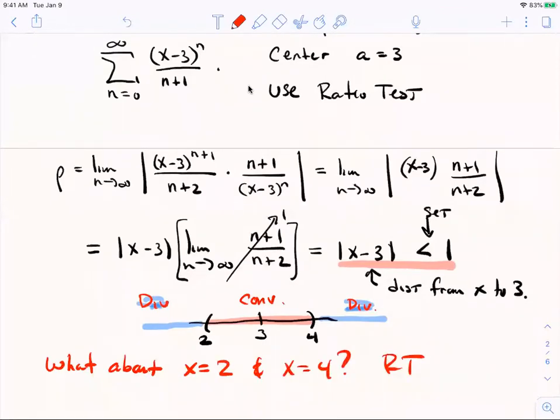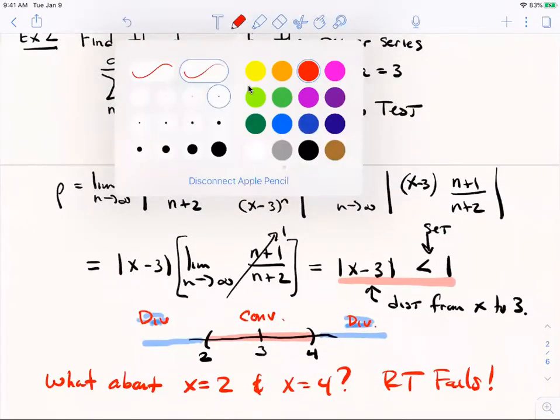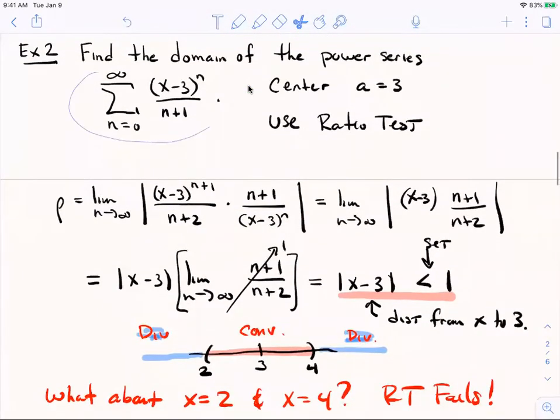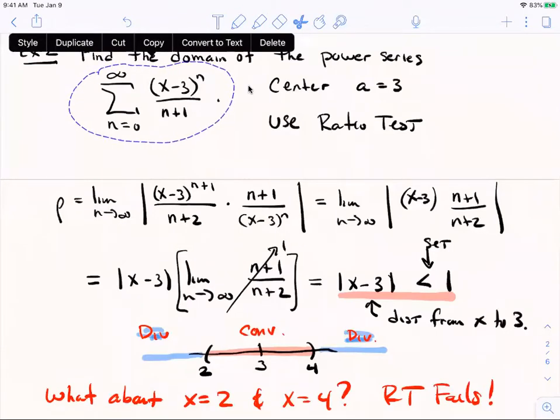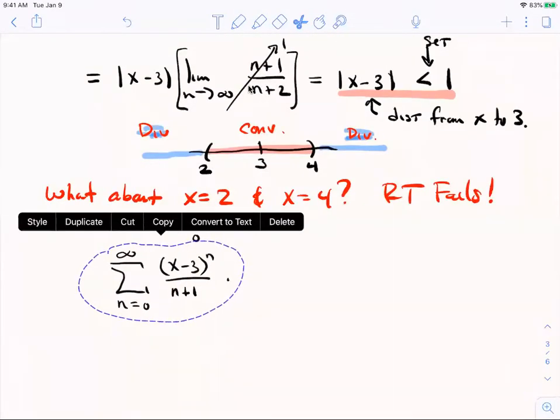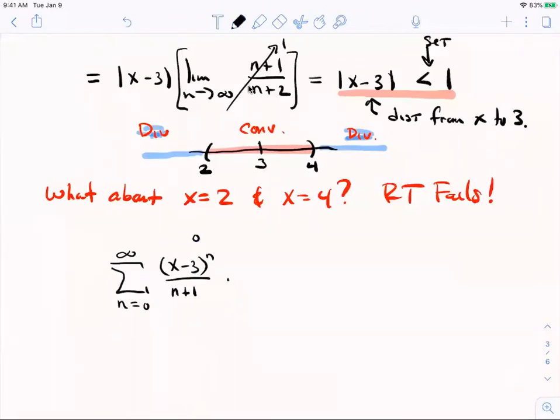Because the ratio test fails. It doesn't tell us. So what we have to do is check those out as separate cases. Let me grab my series here so I don't have to write it again. It's a little bit lazy, but I'm going to do it. So let me show you the technique, just picking these one at a time.